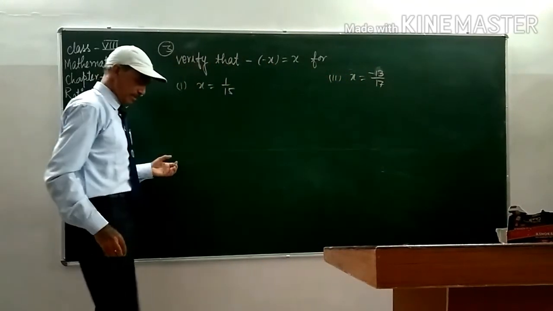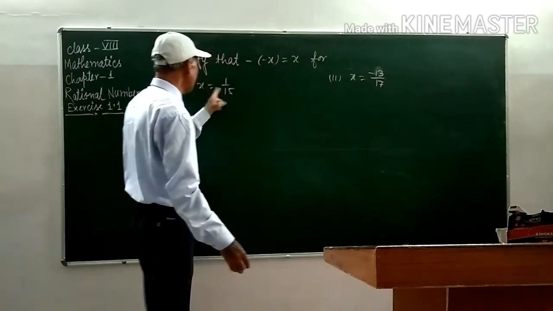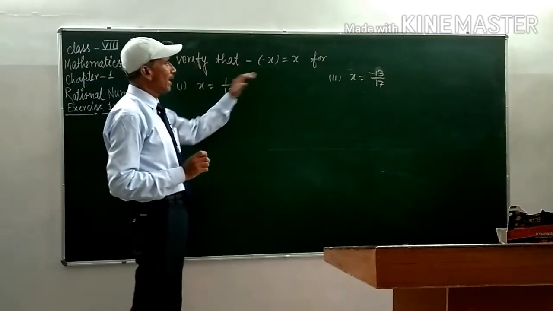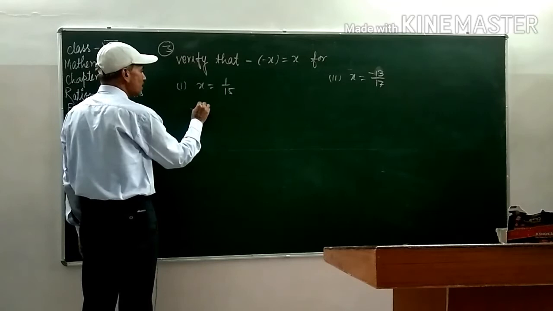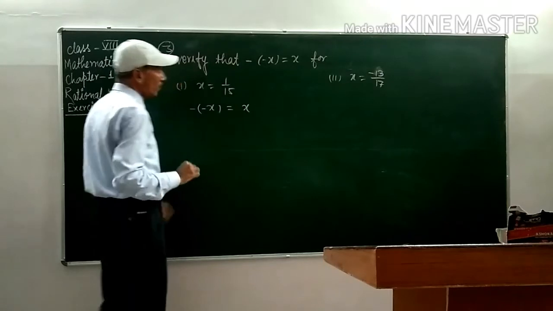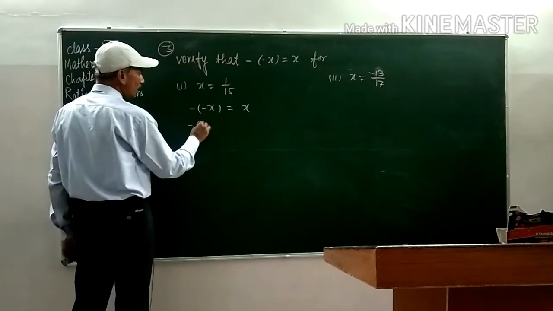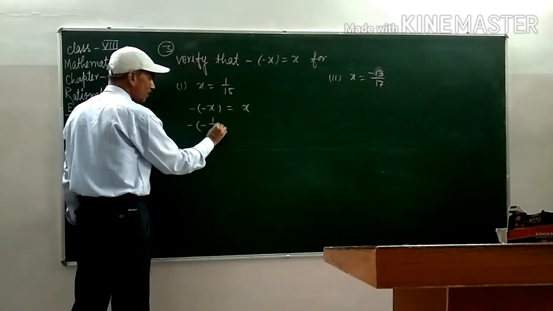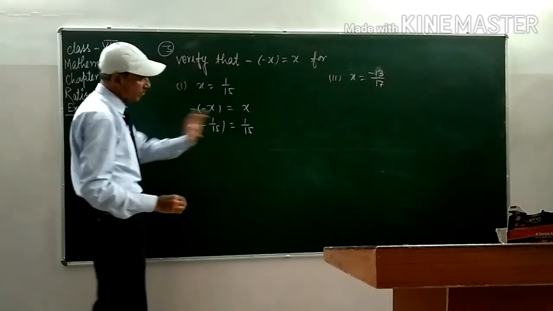So in the first case, we have to verify that minus of minus x is equal to x. It is given that x is equal to 11 by 15. So we have to put the value of x in the given equation. So first of all, we have to write the equation, that is minus of minus x is equal to x. Okay. So what is the value of x? First write minus here. Okay. Then minus, again minus, and what is the value of x? 11 by 15. Okay. Is equal to 11 by 15, because the value of x is 11 by 15.